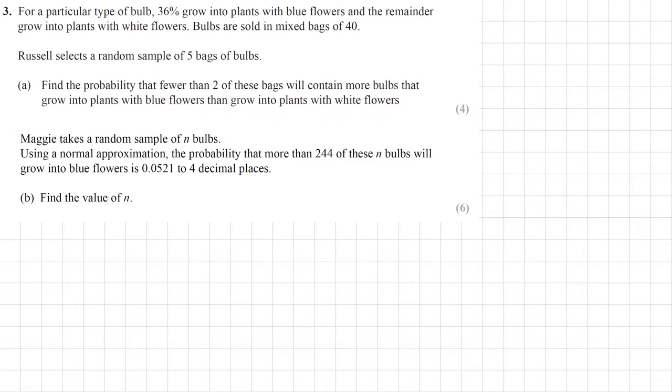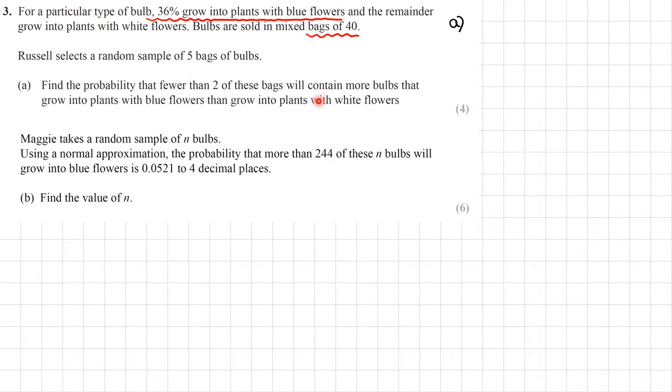Now there's a lot going on here, so let me try and explain what's going on. We've got information about a single bag. So in a single bag, I'm expecting 36% of the bulbs to grow into plants with blue flowers, and in a single bag there are 40 bulbs. So I'm only talking about single bags at the moment.